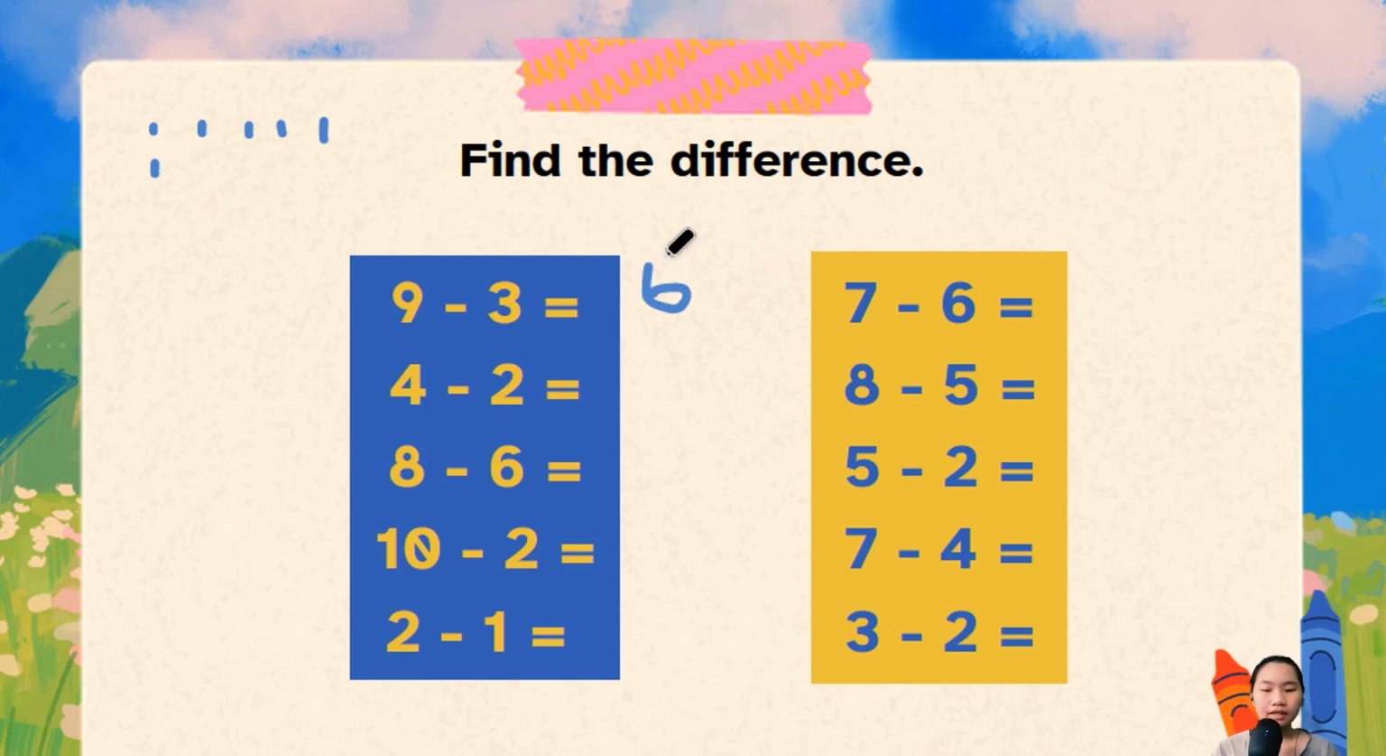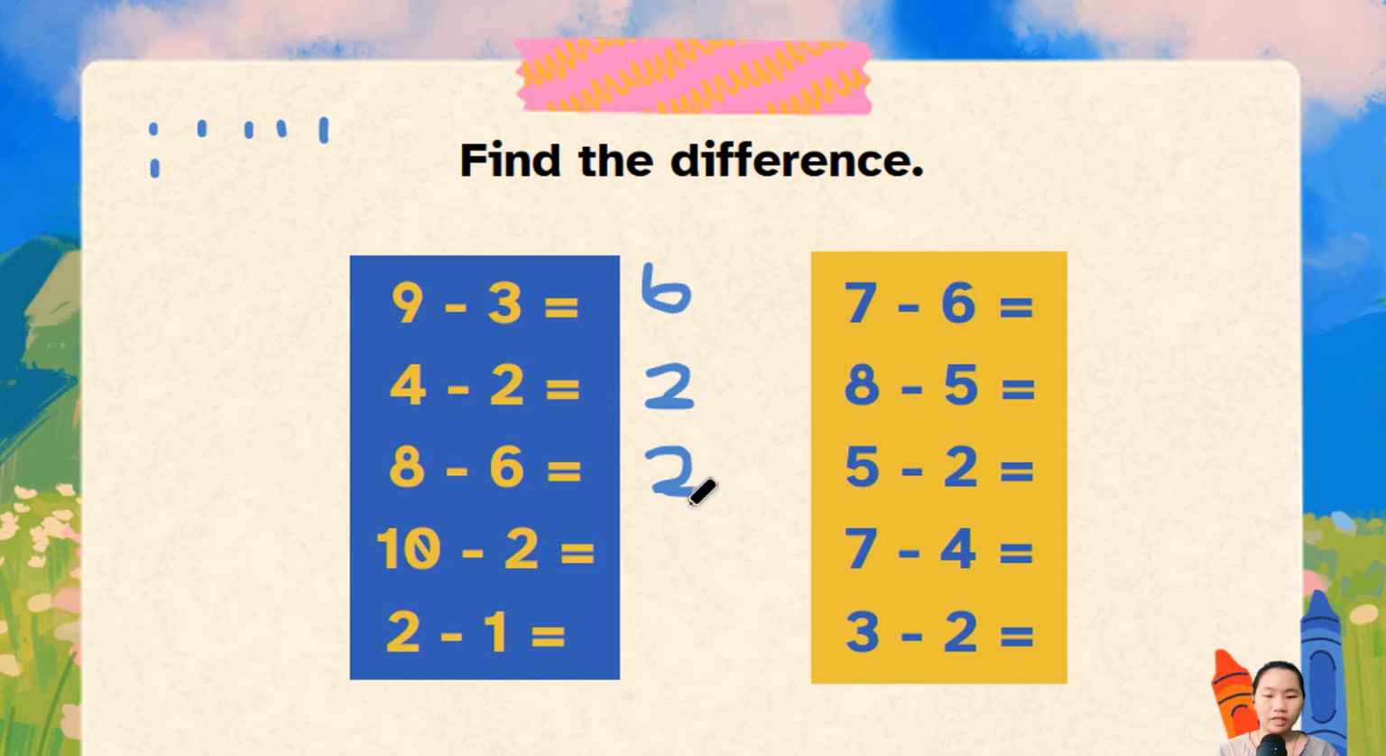Okay? Next up, 4 minus 2. Now, this is very easy. You can do it on your fingers, basically. 4 minus 2, we have 2. Now, what is 2 plus 2? It is 4. Next up, 8 minus 6. I'm going to let you figure out this one. 8 minus 6 is 2. Okay, 8 minus 6 is 2. Now, what is 2 plus 6? Well, 2 plus 6 is 8.